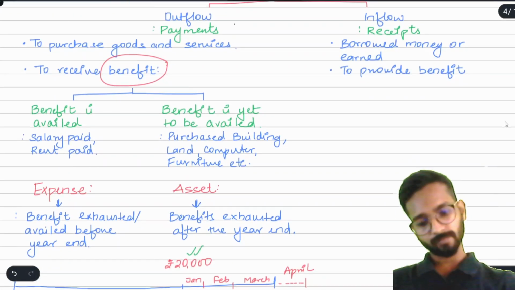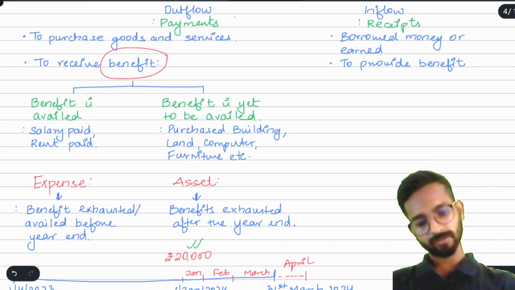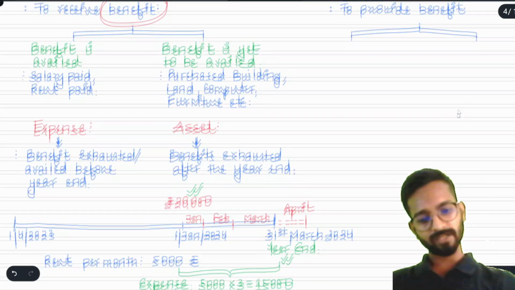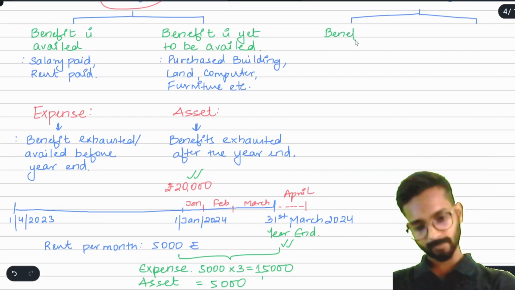Now understand this thing. Again, while providing the benefit, there can be two possibilities. What are they? Either you would have already provided the benefit or you will provide the benefit in the future. See, benefit is already provided. Benefit is yet to be provided.